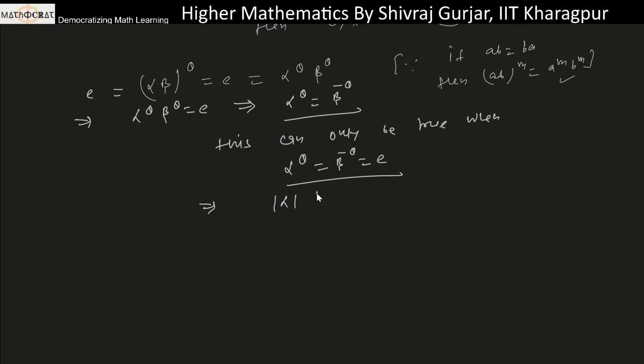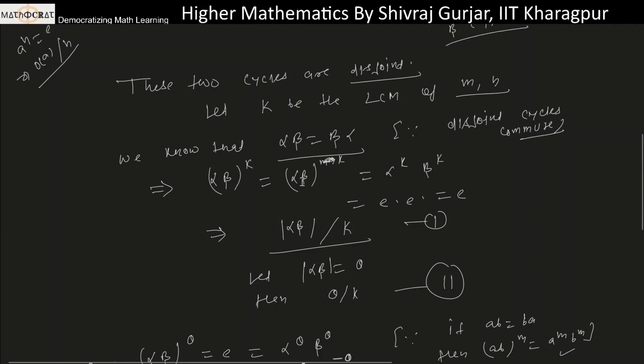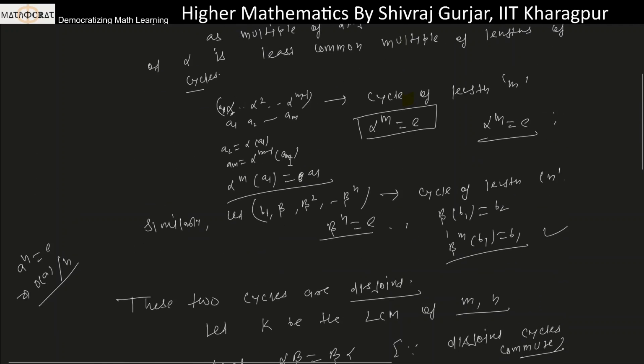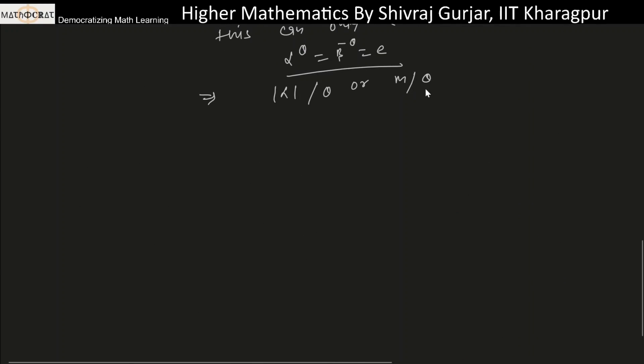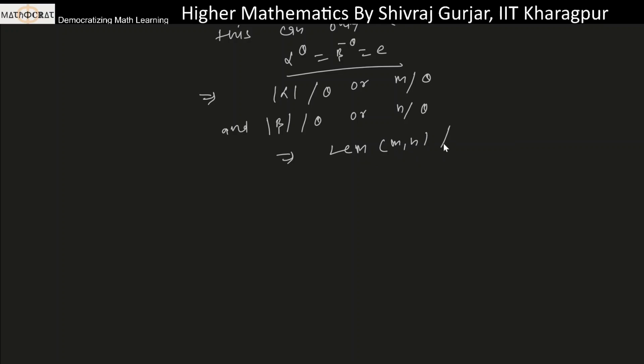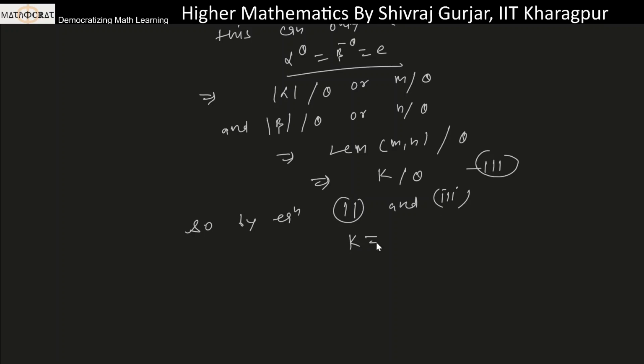So from here, alpha power theta equals e, which means order of alpha divides theta. What is the order of alpha? The order of alpha is the length of the alpha cycle, and the alpha cycle's length is m, and the beta cycle's length is n. So the order of alpha is m, and m divides theta. Again, the order of beta also divides theta by the second relation, so n divides theta. This means the least common multiple of m and n divides theta, or k divides theta. Let's call this 3. So by equations 2 and 3, k is equal to theta.